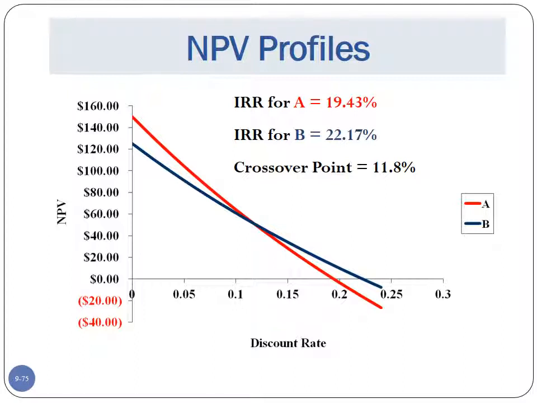What we have here is something called a net present value profile, and we have something called a crossover point where the internal rate of return for A and the internal rate of return for B are graphed, and we have a point where we are indifferent. If the discount rate is less than the crossover point, then we would tend to choose project A because it has a higher net present value. But if we go above the indifference point, we would tend to choose project B because it has a higher net present value.